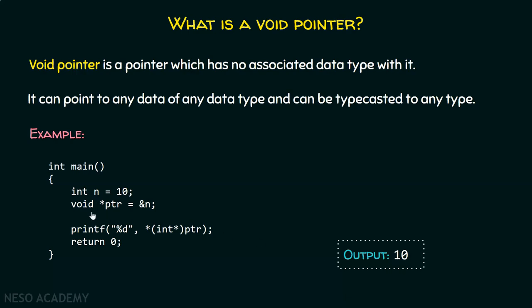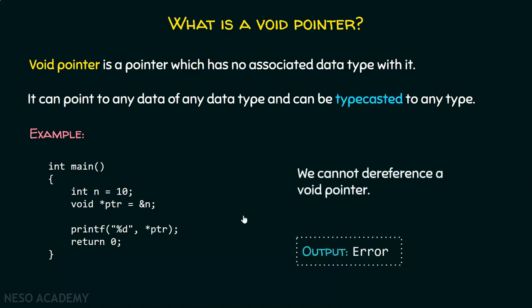So this is what void pointer is, but let me tell you that we cannot dereference a void pointer directly. It is important for us to typecast our pointer before dereferencing it. Here typecasting is very important. So if you are using it directly, then obviously you will get an error message. So you need to be very careful about this.